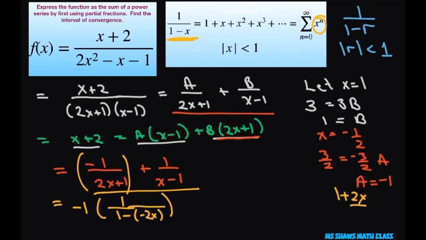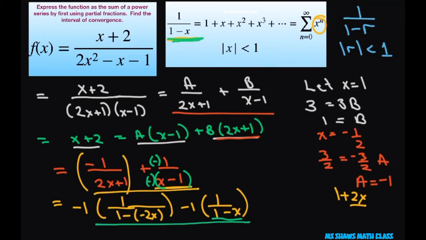All right, and then for the second piece, that's just going to be negative 1 times 1 divided by 1 minus x. And the reason is I multiplied the numerator and the denominator by negative 1, and so I could write this in this form here. All right, now that I have that, I'm going to write it as a sum.